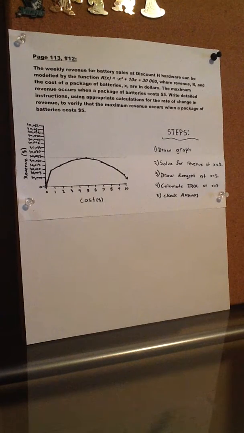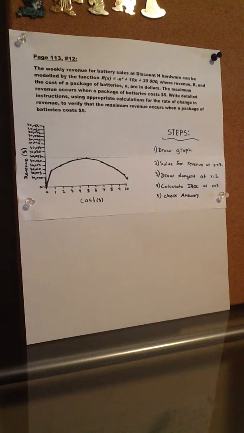So let's get started. The question reads, the weekly revenue for battery sales at Discount H Hardware can be modeled by the function r of x equals negative x squared plus 10x plus 30,000, where revenue, r, and the cost of a package of batteries, x, are in dollars. The maximum revenue occurs when a package of batteries costs $5. Write detailed instructions using appropriate calculations for the rate of change in revenue to verify that the maximum revenue occurs when a package of batteries costs $5.